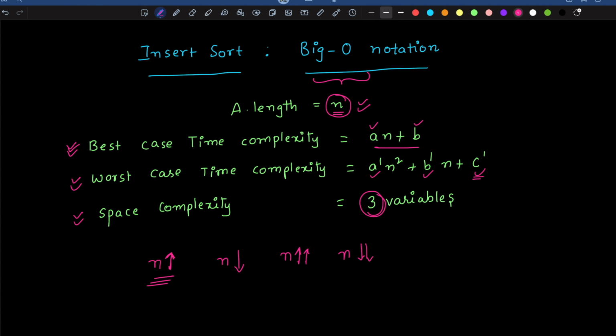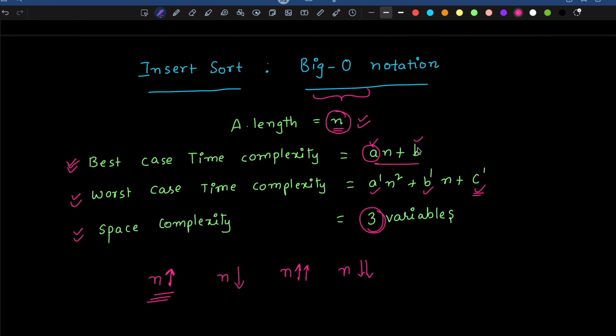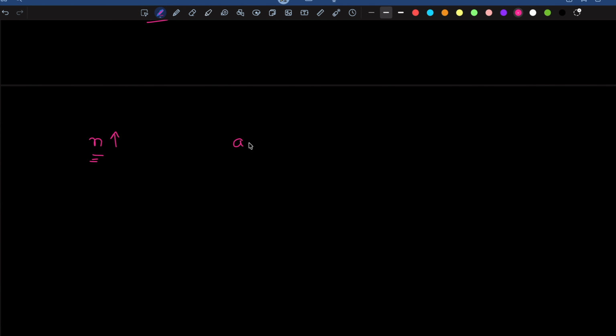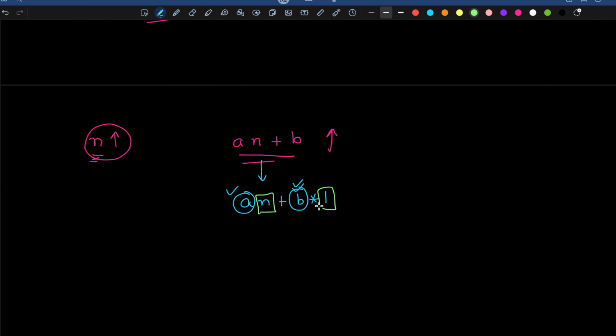Now let's go into the details. As the value of n increases or the input size increases, remember that a, b, a dash, b dash, c dash are all constant values. Let's focus on the best case expression first. The best case time complexity is an plus b. As my value of n increases, this value also increases. So I can also write this expression as an plus b into 1, where a and b are constants. If you ignore a and b, the values that remain are n and 1.